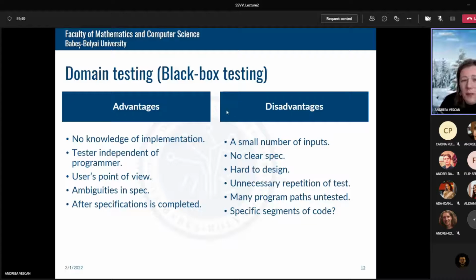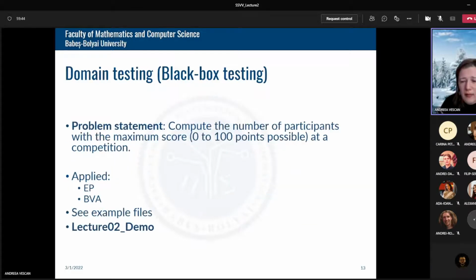Okay, so we talked until now about black box testing and saw how we can design the test cases, how we split and have a heuristic way of finding the test cases. Next, I will give you an example.